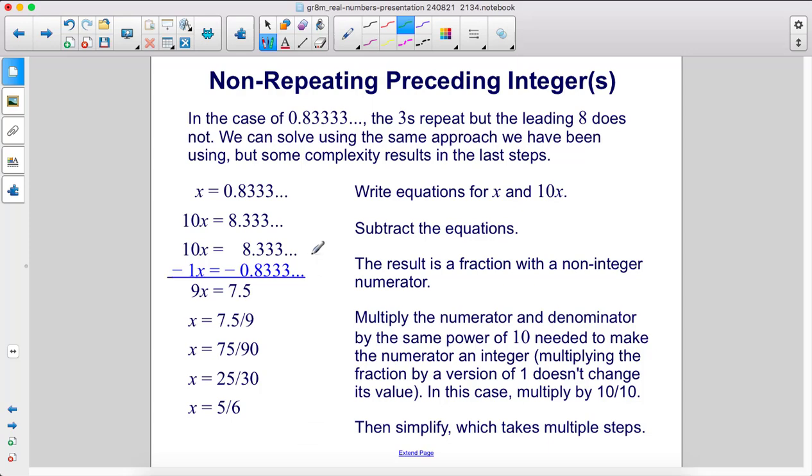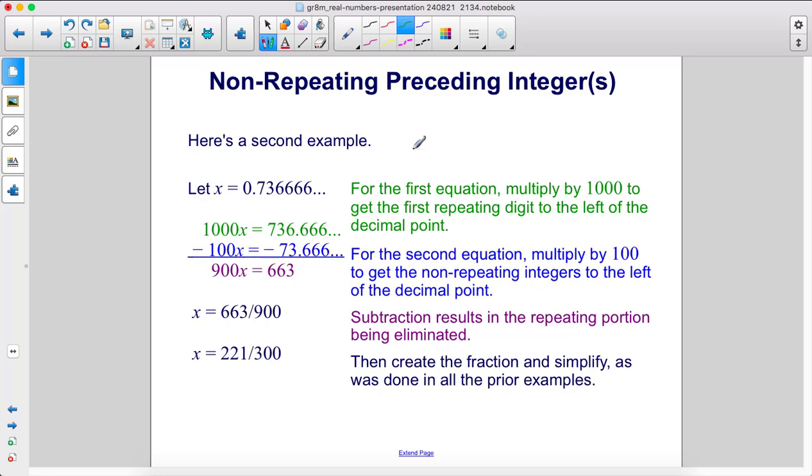Here's another way. Write the equations for x and 10x. Subtract the equations. The result is a fraction with a non-integer numerator. Multiply the numerator and denominator by the same power of 10 needed to make the numerator an integer. In this case, 7.5 becomes an integer. If you multiply it by 10, it becomes 75. So you're just going to multiply top and bottom by 10 and then simplify, which in this case takes a couple steps.